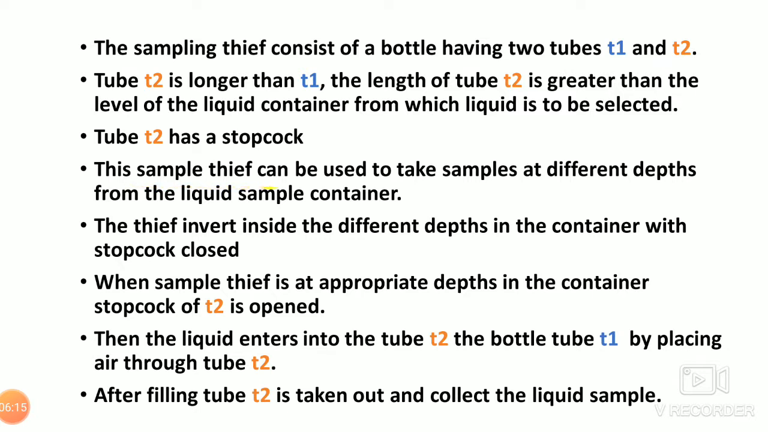This sample tube can be used to take samples at different depths from the liquid sample container. Different depths means from the top, middle, or bottom. The tube is inserted to the different depths in the container with the stopcock closed. That means when we insert tube T2 inside the sample container, at that time the stopcock is closed. Then the sample will not go inside tube T2.